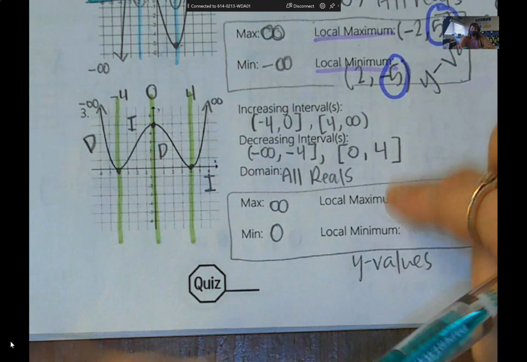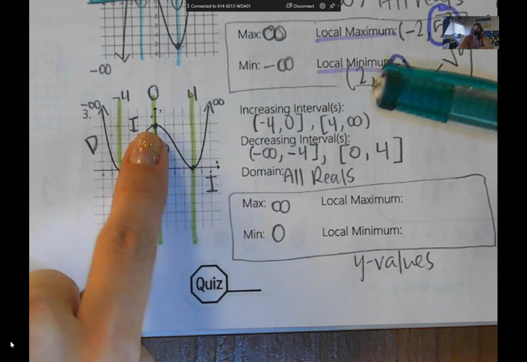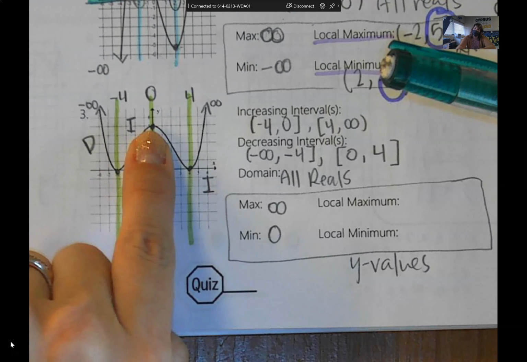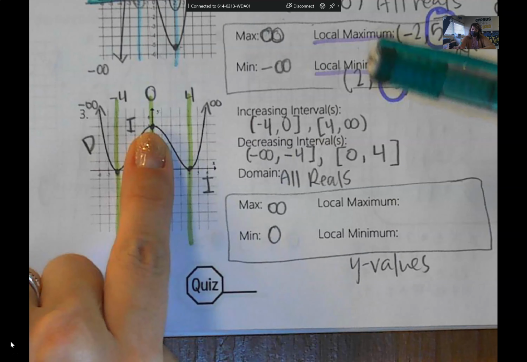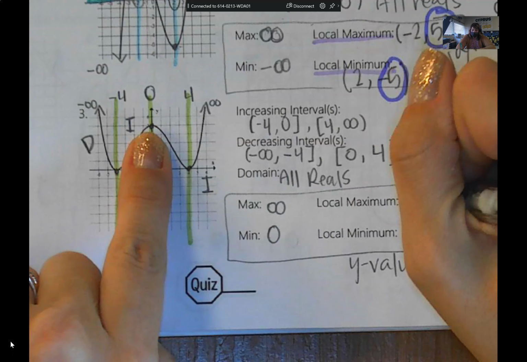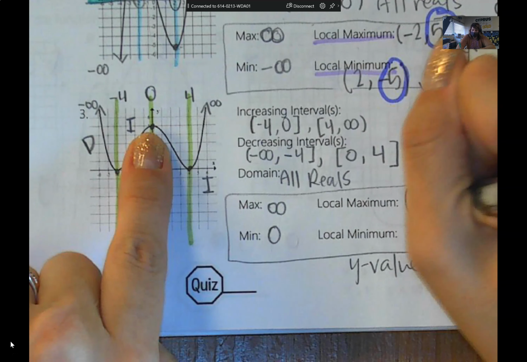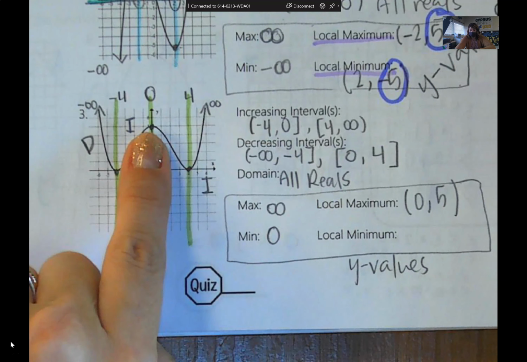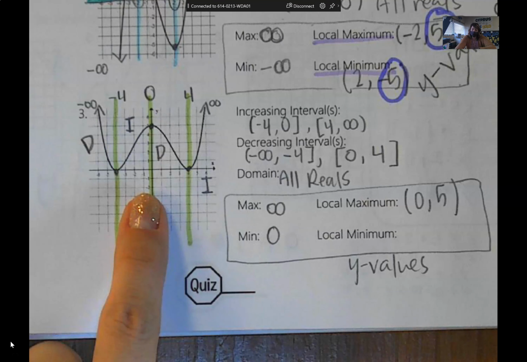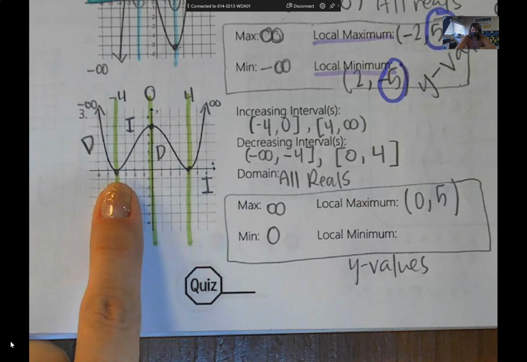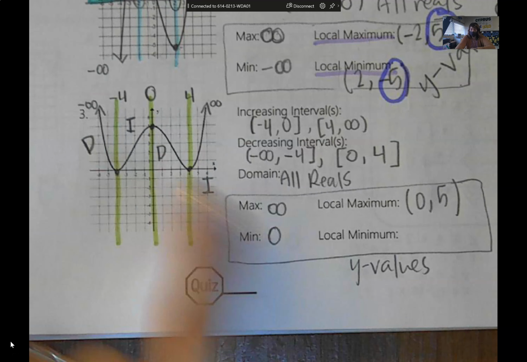Okay, our local max would be this turning point on the W. It's the center of the W. 0, 5. And then our local min is either -4 and 0 or 4 and 0.